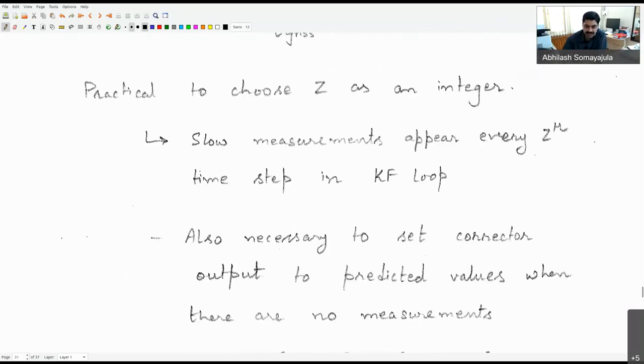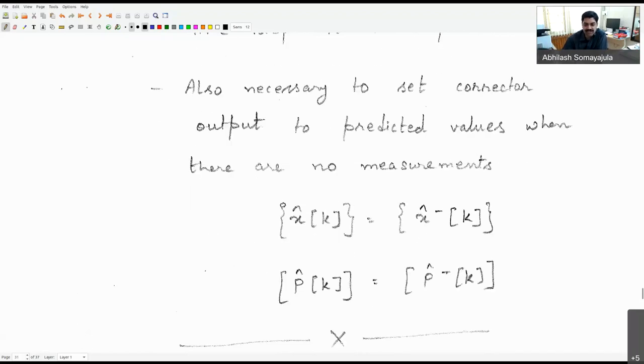So the slow measurements will appear every zth time step, where z is the ratio of the sampling frequencies which you see. And it is important to make sure that whenever you are not seeing an update come up from the GPS, you are not correcting the signal. At those times when you don't have a measurement at all, you should not do a correction step, because correction is only based on the measurement. So you have to modify your Kalman filter slightly so as to make sure that the predicted value is fed into the corrected value when there is no measurement. As and when the measurement comes, you will use that difference between the predicted value and the observed value in order to correct your new state estimate.